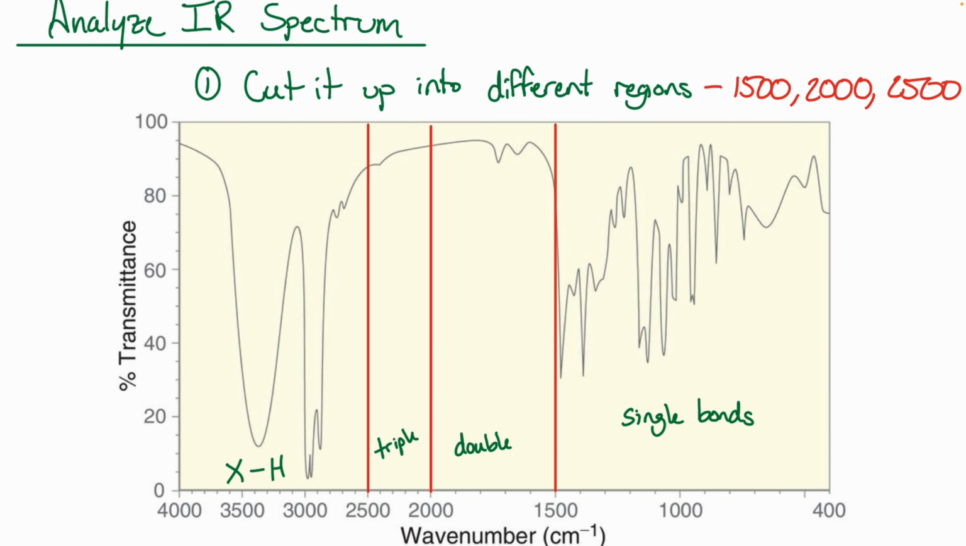Right, so again, first thing we did was we cut up this spectrum, we broke it up into these different regions, and we're going to look for peaks in each one of these regions. All right, this single bond region here has a special name. We call this the fingerprint region.